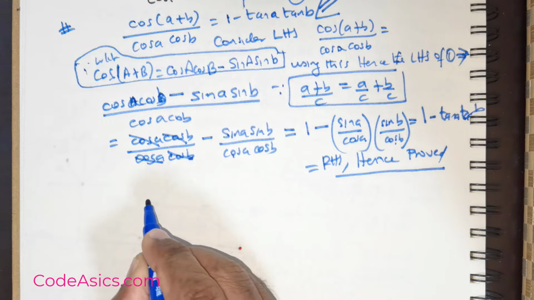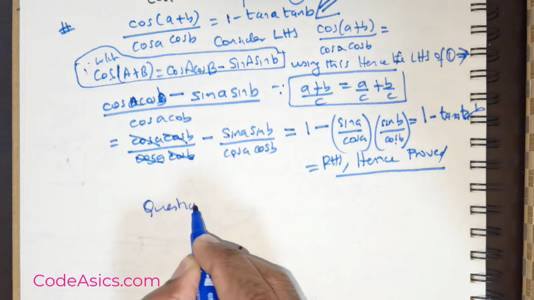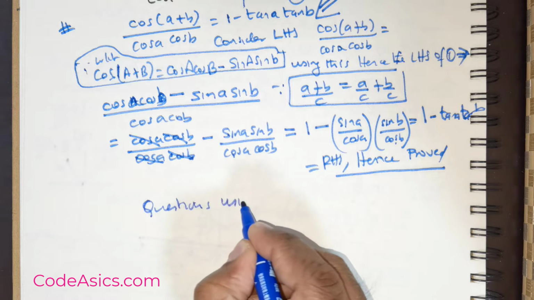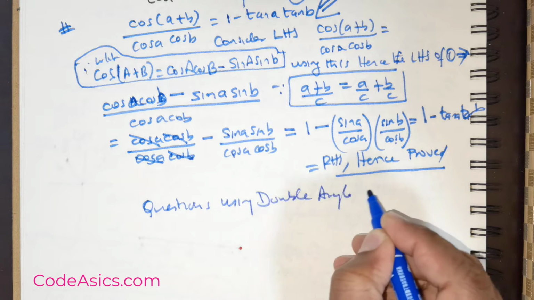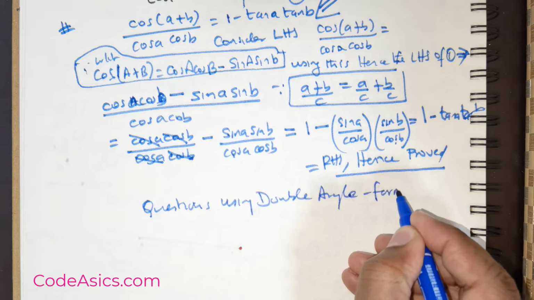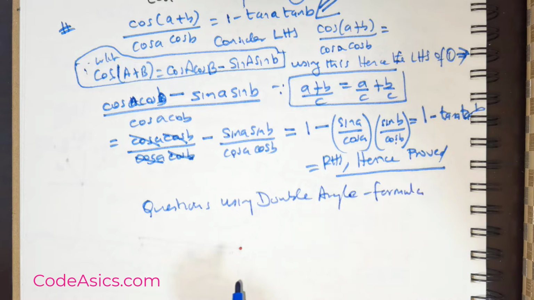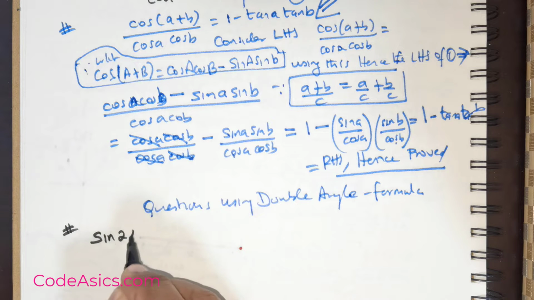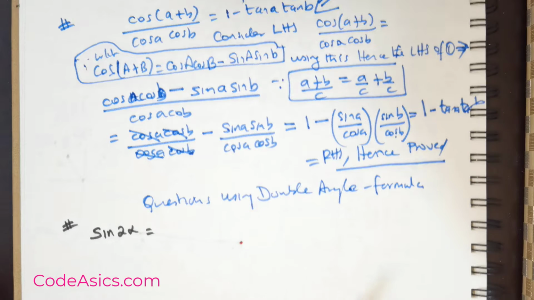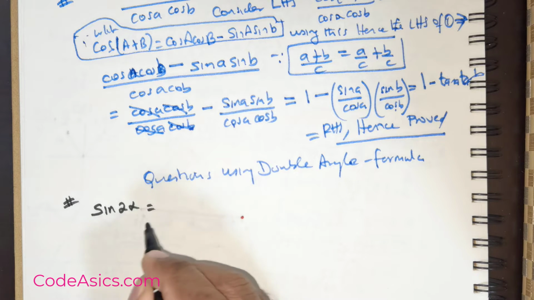Students, let's do some questions using the double angle formula. Now I've given you several formulae. You can check the lesson video on that. First, let us start with sine 2 alpha. I've given you the formula, but I would like to derive the formula here.